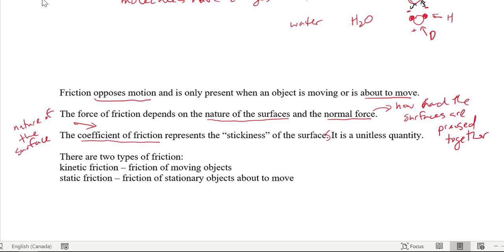Now, there are two types of friction. One is called kinetic friction, and one is called static friction. As you can see from here, kinetic friction is the friction of moving objects. Static friction is the friction in stationary objects about to move. So let me explain that with a video.